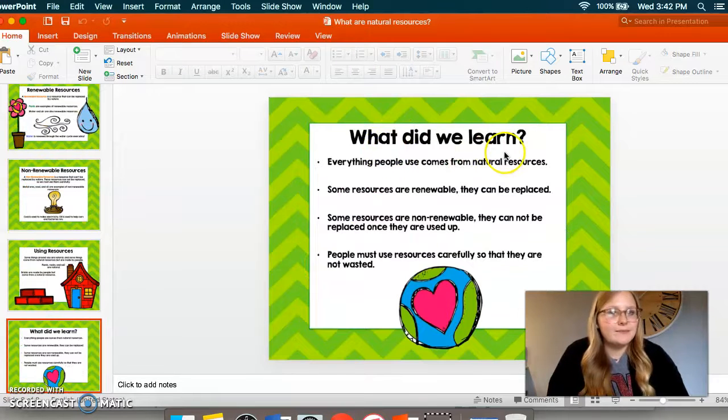What did we learn? Everything people use comes from natural resources. Some resources are renewable, which means they can't be replaced. Some resources are non-renewable. They cannot be replaced once they are used. And people must use resources carefully so that they are not wasted.